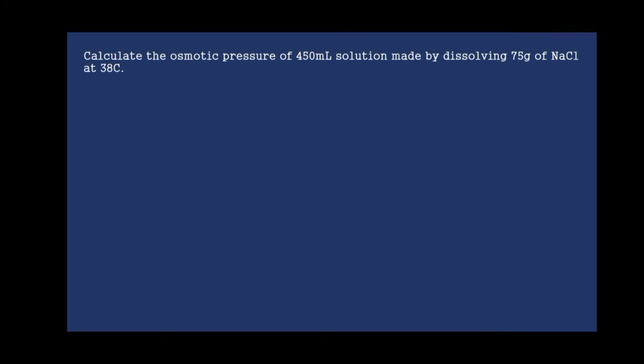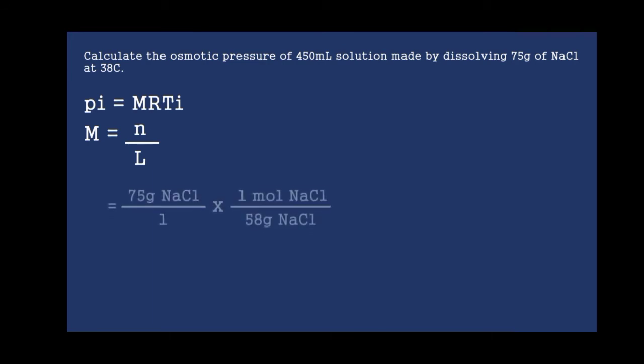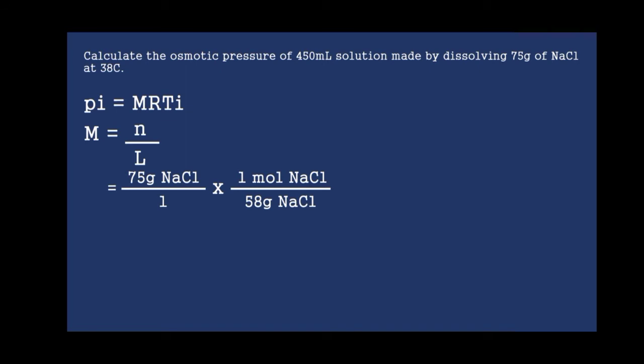So the example given is: calculate the osmotic pressure of a 450 ml solution made by dissolving 75 grams of salt at 38 Celsius. So pi is equal to MRTi. First, we're gonna find the molarity of the solute, where molarity is equal to moles of solute all over the liters of solution, where 75 grams of salt times 1 mole of NaCl all over 58 grams of NaCl.